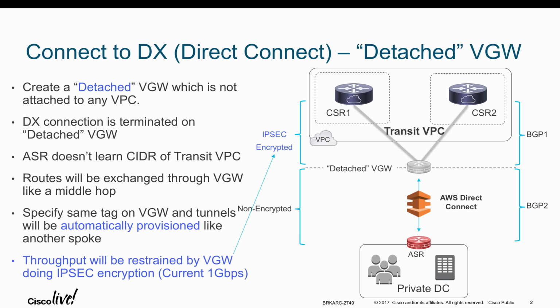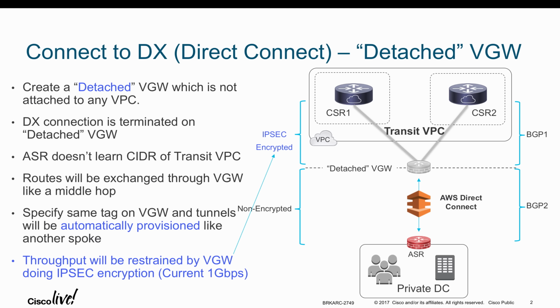If you are doing 1 gig Direct Connect, you can use this solution. There's no problem doing this, and it can leverage the automation of the Lambda. It's going to be very easy. So I will not demonstrate this option in this case because it's very straightforward.